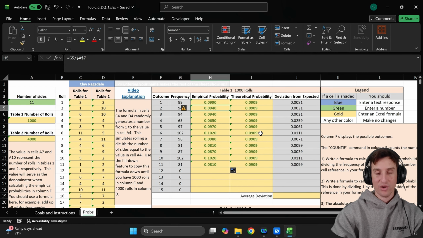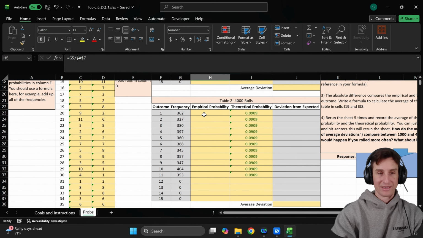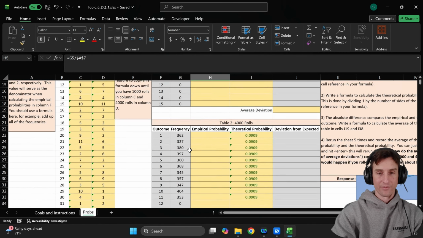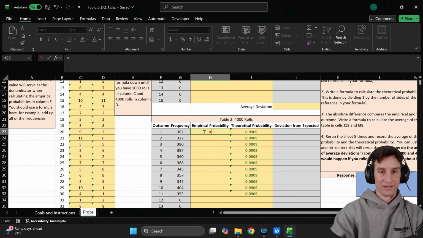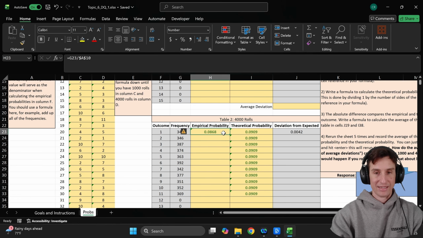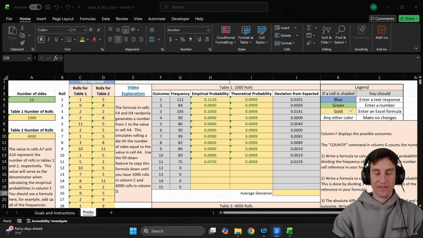So we're going to do the same thing below for 4,000 rolls. In this case, our denominator is located in A10. So we have equals our frequency divided by $A, $10. Enter. And we're going to drag down. Perfect. That is going to do it for empirical probability.